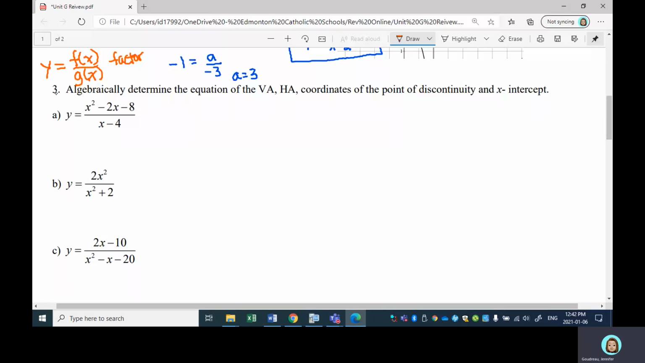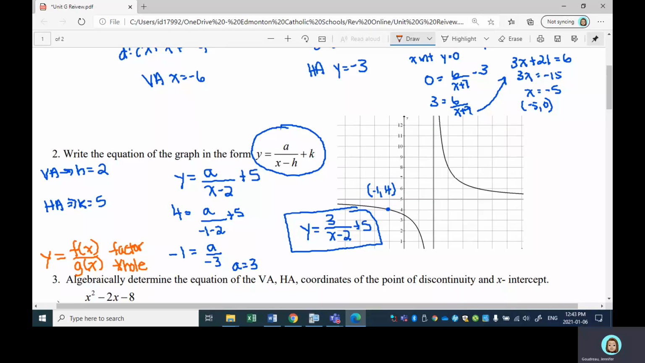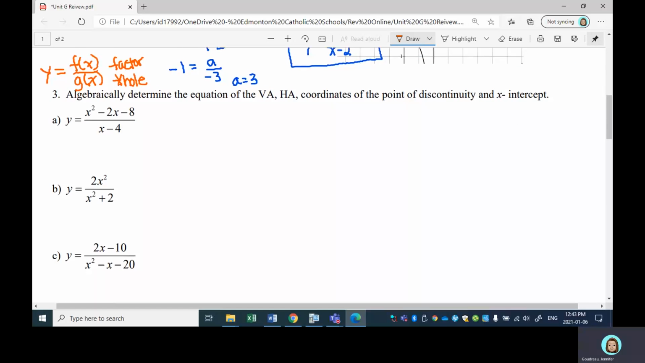What actually ends up happening in this form is that in some cases we end up with what's called either a point of discontinuity or a hole in the graph. For questions 1 and 2, when we have this transformation form, there will be no points of discontinuity. There will be vertical asymptotes and horizontal asymptotes, but no holes in the graph. In y equals f of x over g of x, there is a potential to have a hole in the graph. Now, we need to be careful. We sometimes might have a vertical asymptote. We sometimes might have a hole in the graph. We might have both. We might have neither.